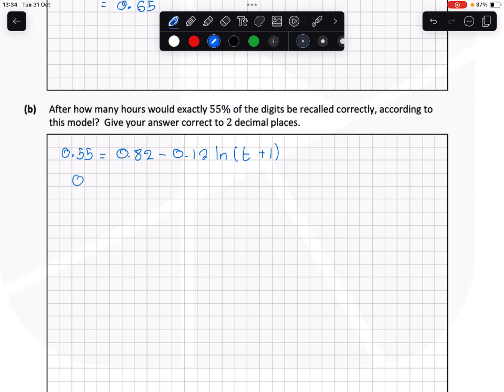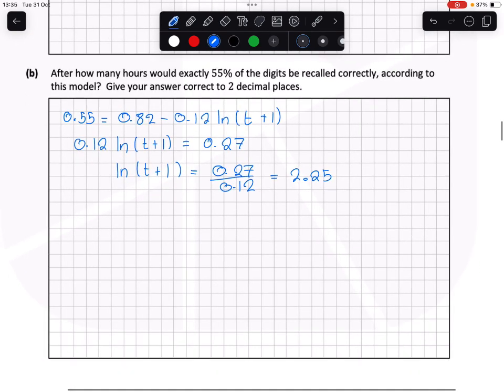So I get 0.12 times the natural log of t plus 1 is equal to 0.82 minus 0.55, which gives you 0.27. Now I'm going to divide both sides by 0.12. I have the natural log of t plus 1 is equal to 0.27 divided by 0.12. If we calculate that, it would be 2.25. Now, how do I get this t outside of it?